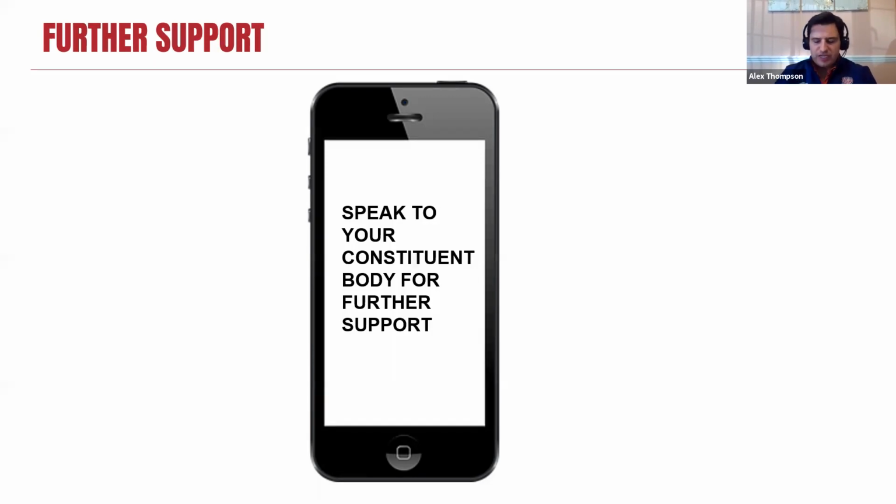So it's worth seeking support from your constituent body and seeing what help they could offer to your club as well, above and beyond what we've spoken about tonight.